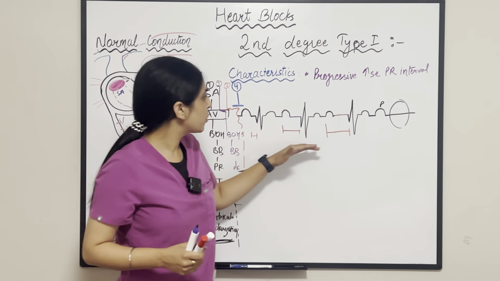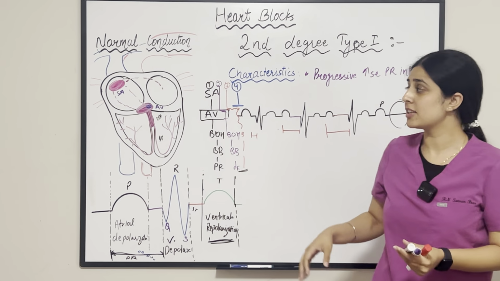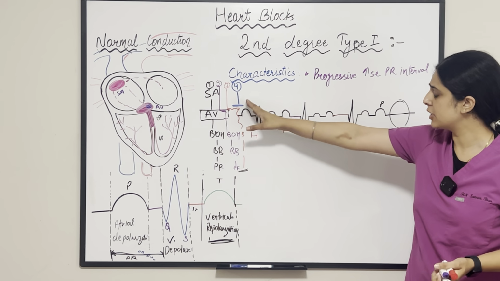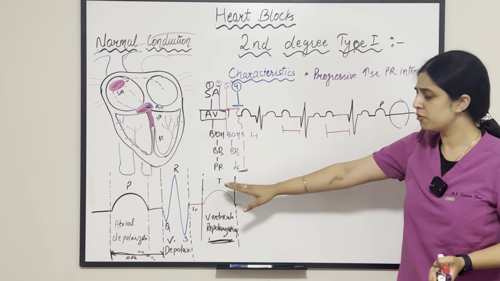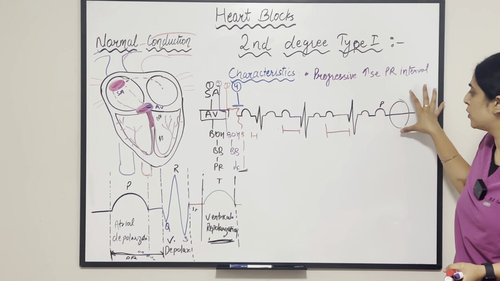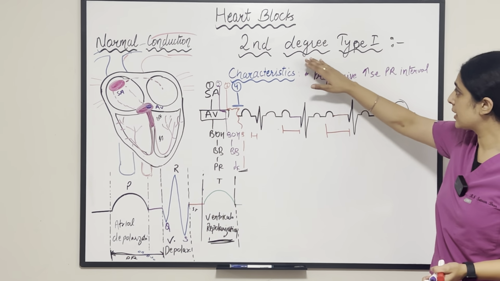So whenever there is a progressive increase in the PR interval, and some of the impulses that started from the SA node do not carry to the ventricles, then there is no QRS complex. So that is second degree type 1.